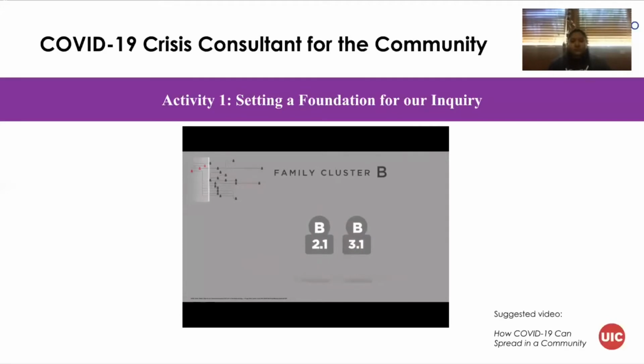Patient B2.1 was hospitalized. Patient B3.1 developed symptoms days after embracing patient B2.1 while at the hospital, while not wearing personal protective equipment or PPE. Ultimately, patient B2.1 died on day 28.